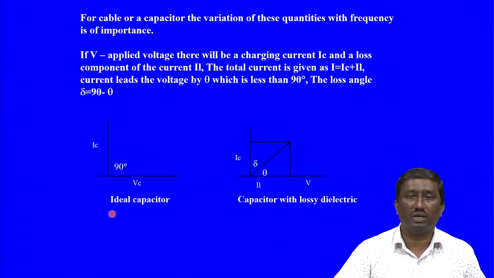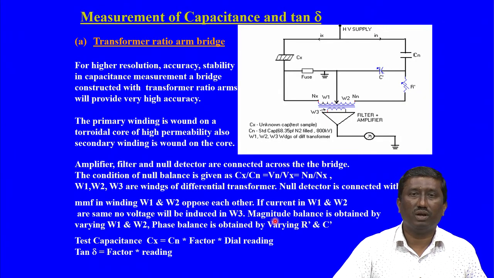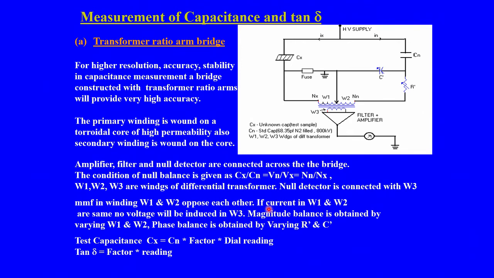This is an ideal capacitor. In the ideal capacitor there will be no loss component existing. For a capacitor with a lossy dielectric, this is how a loss component does exist. So, for this you require to measure the capacitance and tan delta of an equipment or a material for the verification. For the capacitance and tan delta measurement, there are several measuring equipments which are being employed.